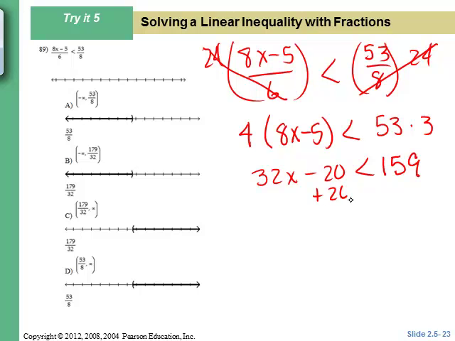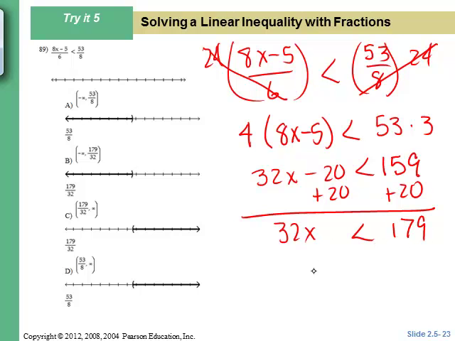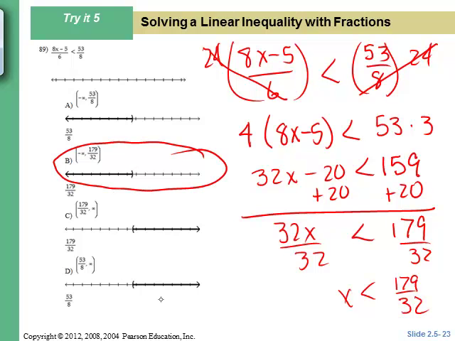159 plus 20 to both sides. 32x is less than 179. Divide both sides by 32. X is less than 179 over 32. Looks like this one right here. 179 over 32, because you'll have parentheses negative infinity comma 179 over 32 close parentheses.